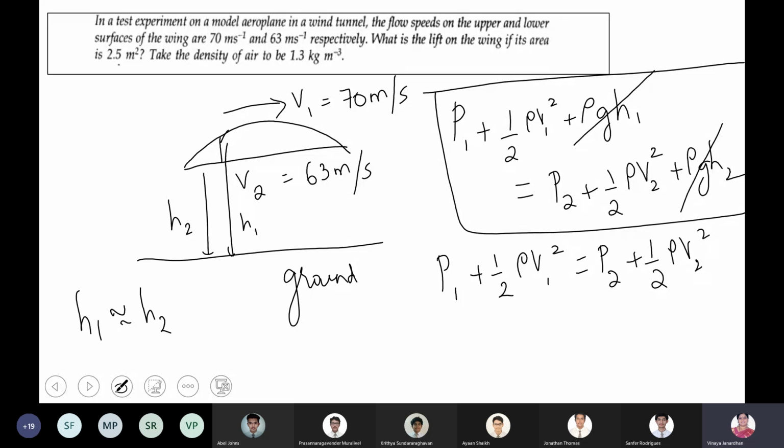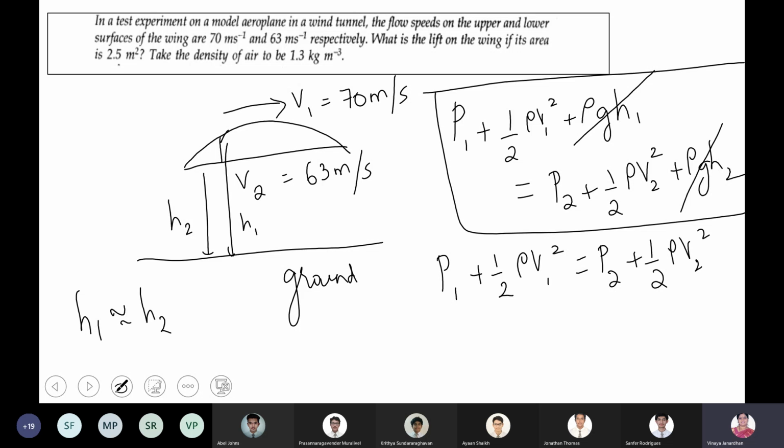Are you clear, boys, why the last two terms got cancelled? The thickness of the wing is negligible, it's very thin, so the height of the curved part as well as the height of the lower surface of the wing are almost at the same height from the ground. Is that clear, boys? So H1 and H2, we are approximately removing.